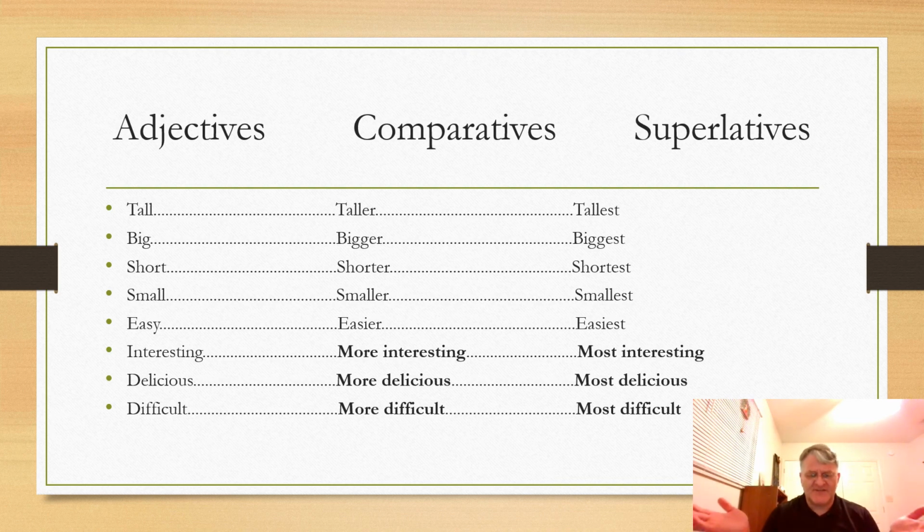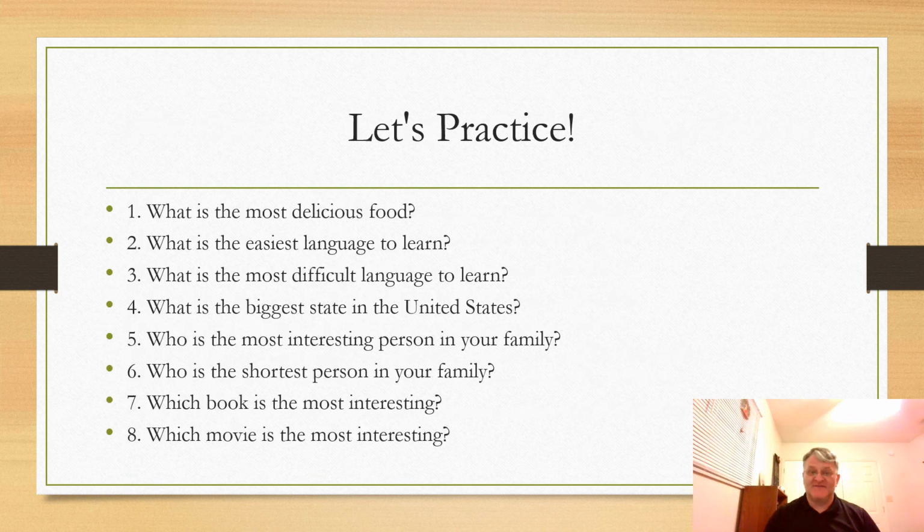What about interesting? We have interesting, but not interestinger or interestingest. We have to be careful. Interesting becomes more interesting and most interesting. Delicious becomes more delicious and most delicious. Difficult becomes more difficult and most difficult. So we have to be careful there with those three adjectives.